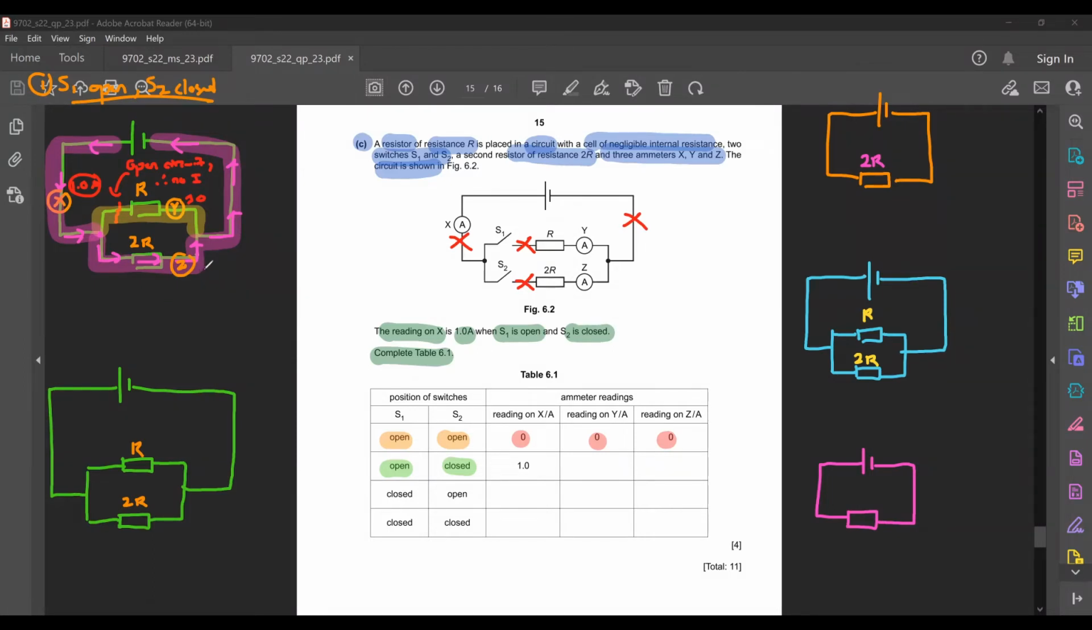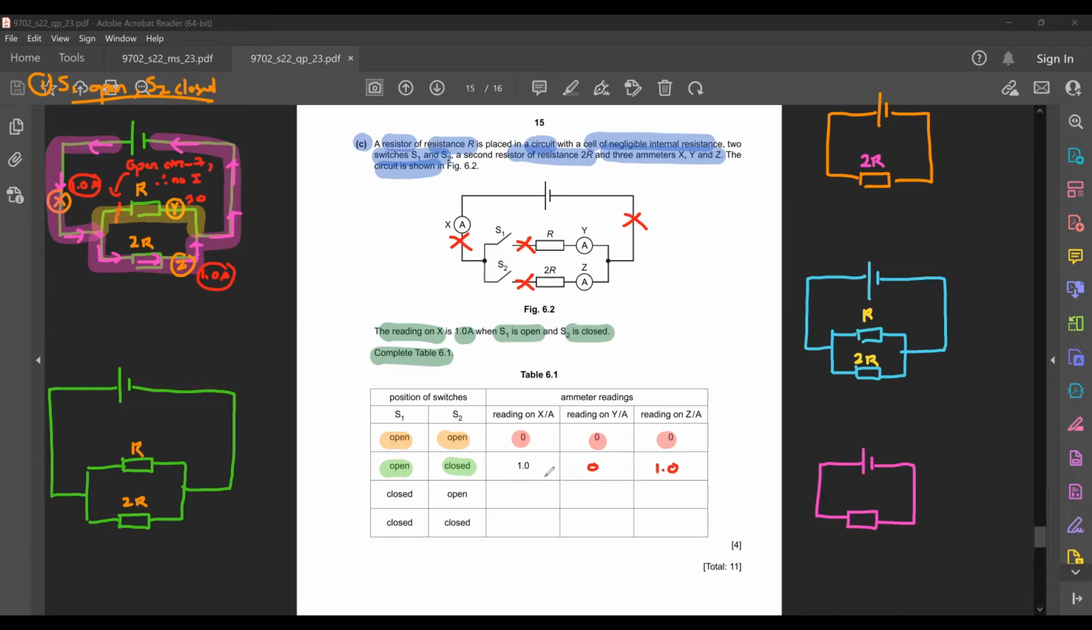In other words, the current will be the same as the current through ammeter X. Sorry, ammeter X. So here, if before this the current was 1.0 amp, right now we're also going to have 1.0 amp here. So if we fill out the table now, the reading on ammeter Y is 0, the reading on ammeter Z is 1.0. Okay, so this is for this one.